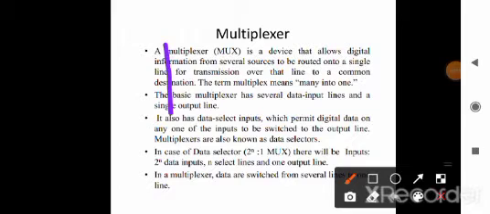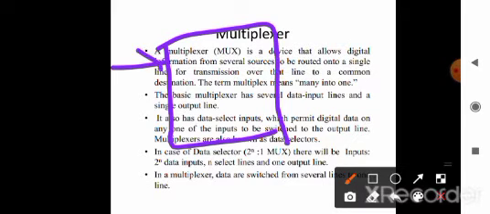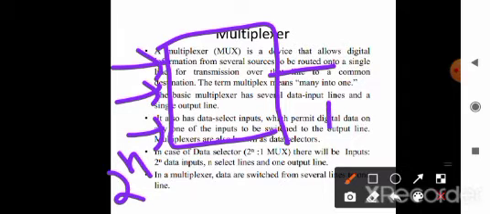For transmission purposes, the different inputs which are being fed here are routed into a single output. The total number of inputs will be 2 raised to n, and the output will be only 1. So n will start from 1 to infinity, and the output will be only 1. The basic type of multiplexer is 2 is to 1, and the multiplexer may vary: 4 is to 1, 8 is to 1, 16 is to 1, 32 is to 1, 64 is to 1 multiplexer, and it goes on increasing.